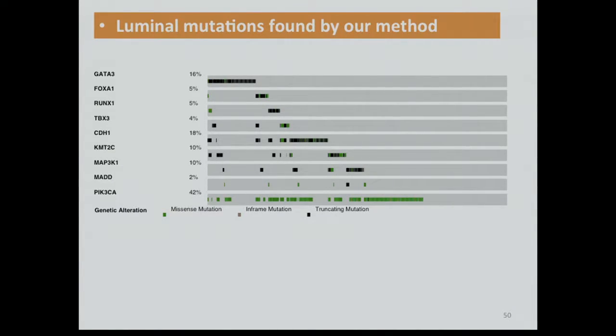This is the PIK3CA gene, from the cBioPortal. It's present in 42% of the breast cancer patients. So I think it's kind of nice that there is some kind of an exclusion hypothesis in the end.